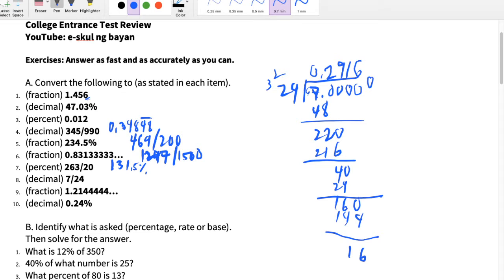So, dito dapat napansin niyo na since umulit na to, ulit lang yung 6. Kasi if you multiply 6 and 24, babalik ka sa 1, 4, 4, and then 16 na lang ulit yan. Okay, then so on. So, ang 6 mo dito is repeating. For number 8, the answer is 0.2916 bar. Okay?